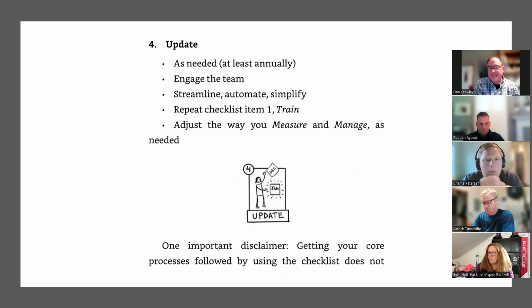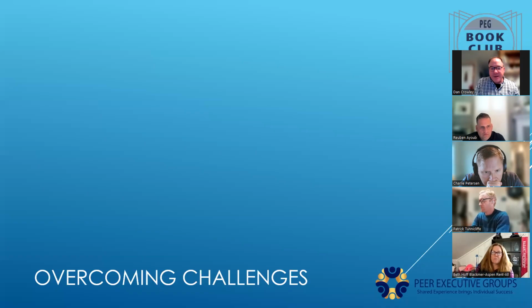Lastly, this is continuous improvement, right? Whatever you've got to do to build continuous improvement, in this case they're saying at least annually be looking at it and engage your team and repeat your checklist item, which is part of how you're going to look at improving it. So that's the update piece.